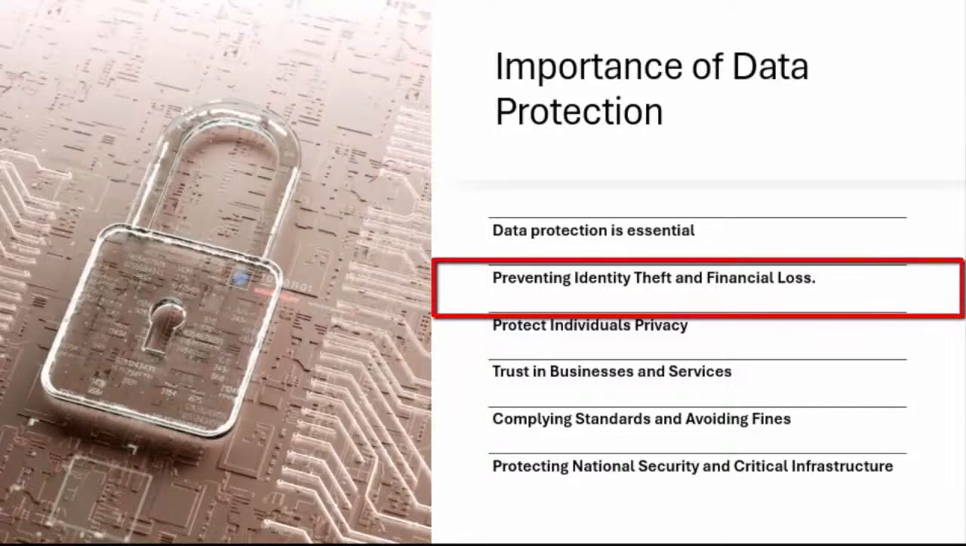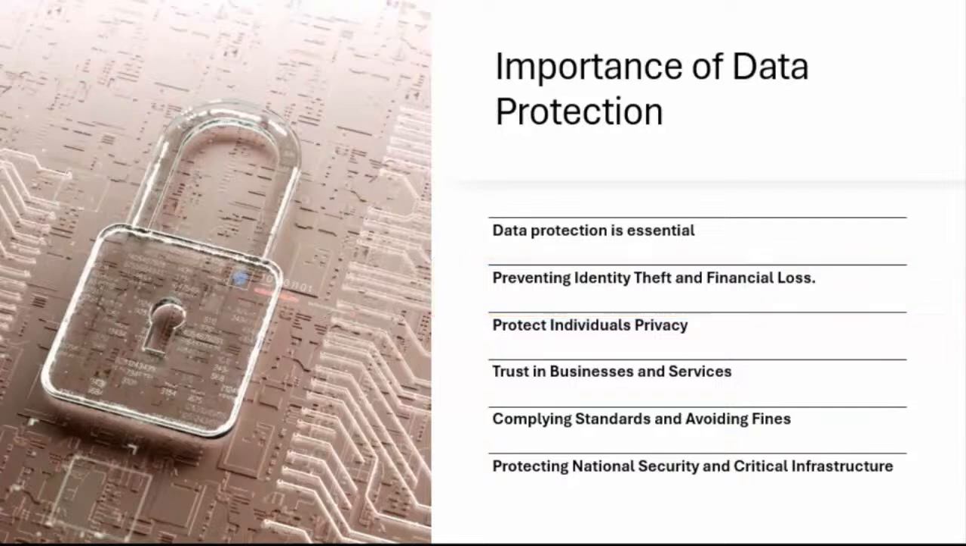1. Preventing identity theft and financial loss. Data breaches can lead to identity theft, fraud, and financial loss for individuals. For instance, in the 2017 Equifax breach, the personal data of 147 million people, including social security numbers, birth dates, and addresses, was exposed. This breach highlighted the risks when sensitive data isn't adequately protected, leading to significant financial and reputational damage for Equifax and making individuals vulnerable to identity theft.